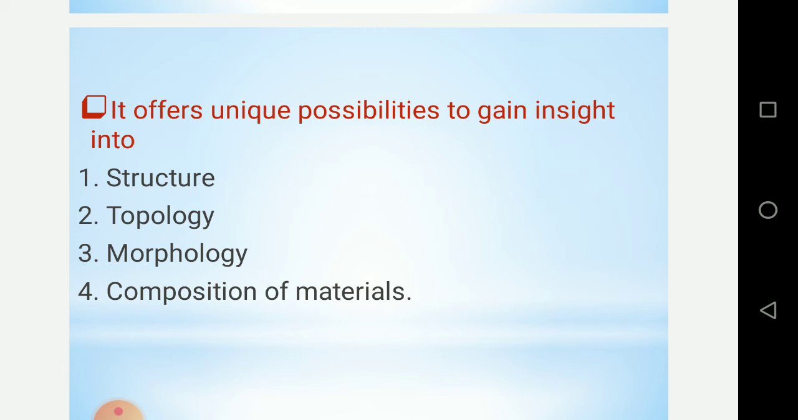So if we want to observe any minute things, by using an electron microscope we can see its structure, topology, and morphology in a great way. We cannot imagine how beautiful it looks. If anytime you get a chance to observe any material using an electron microscope, just observe it. You will see how beautiful it looks.